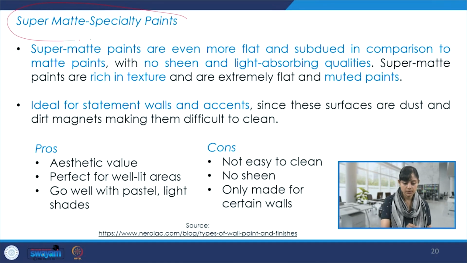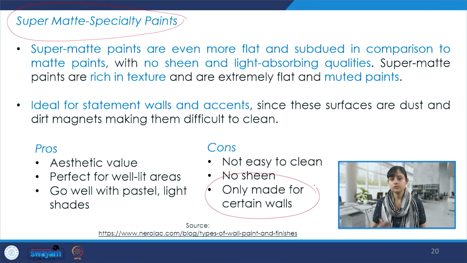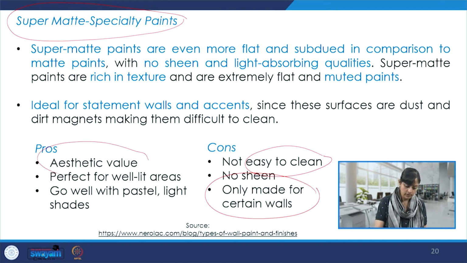There is also super matte specialty paint which is available in the market. And these paints are even more flat and subdued in comparison to the matte paints. With no sheen and light absorbing qualities, these are sort of muted paints, and they are sort of more tactile, and they are ideal for statement walls and accents. And they are sort of made for certain walls, they may be sort of also customized, they may not always be easy to clean. So then again, they offer aesthetic value, and then one can pick and choose, seeing the advantages and disadvantages.